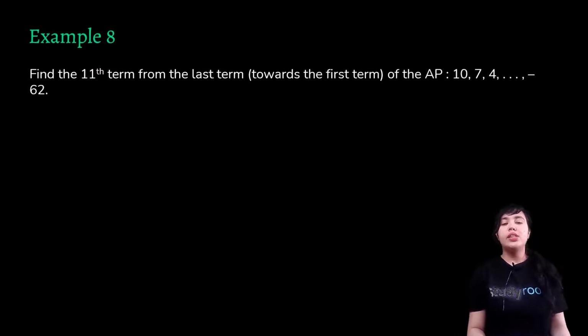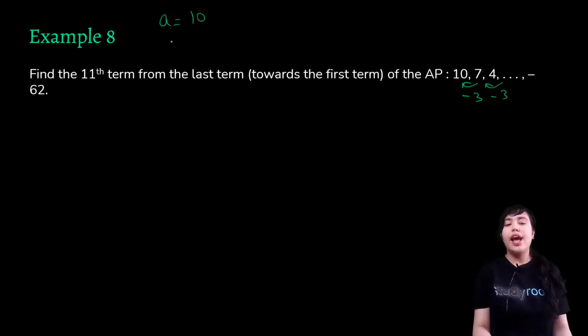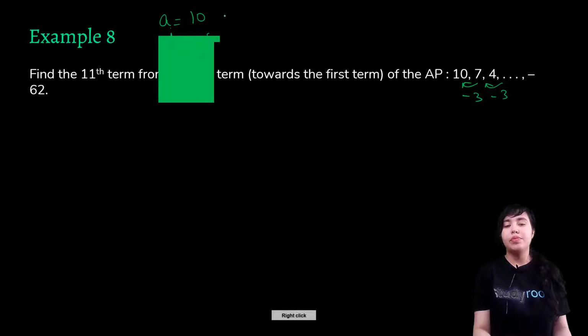Then find the 11th term from the last term of the AP. So this is an AP obviously because 7 minus 10 is minus 3, 4 minus 7 is minus 3. So the difference remains the same. So this is an AP with the first term A as 10 and the common difference D as minus 3.